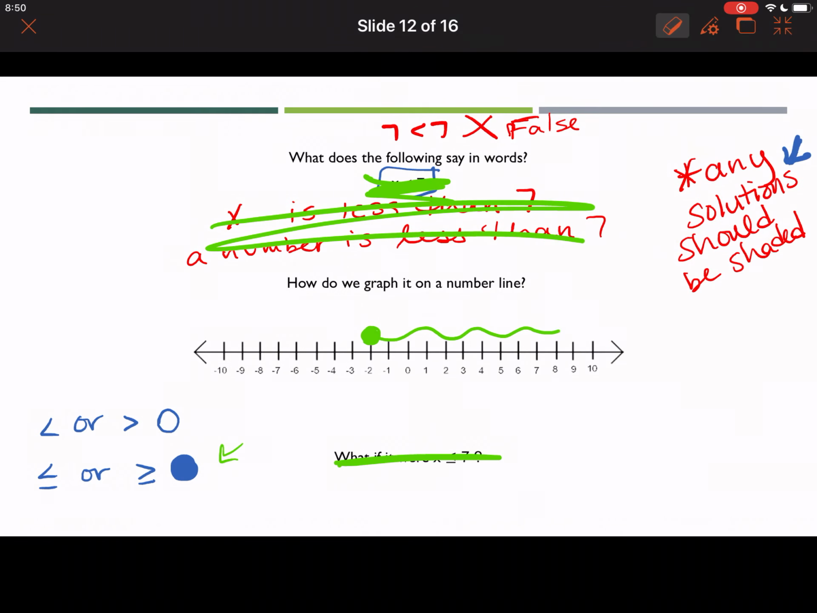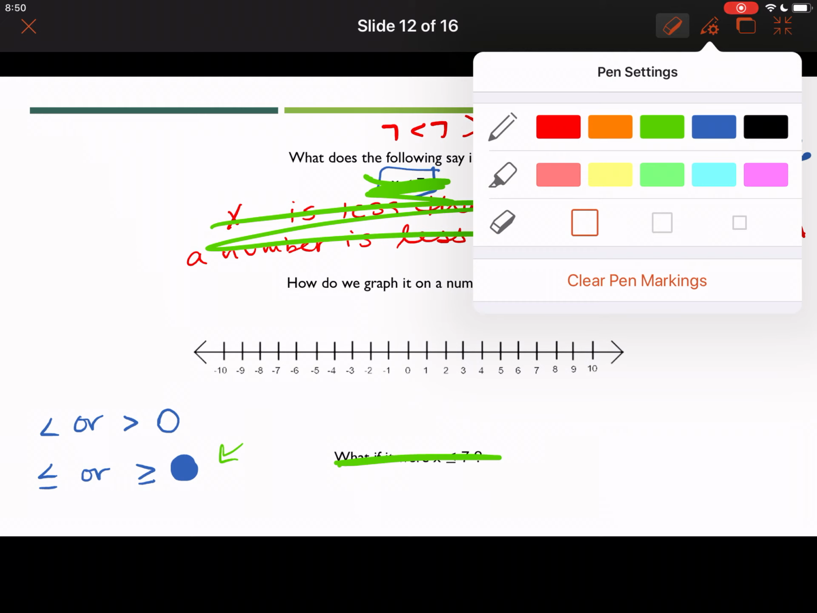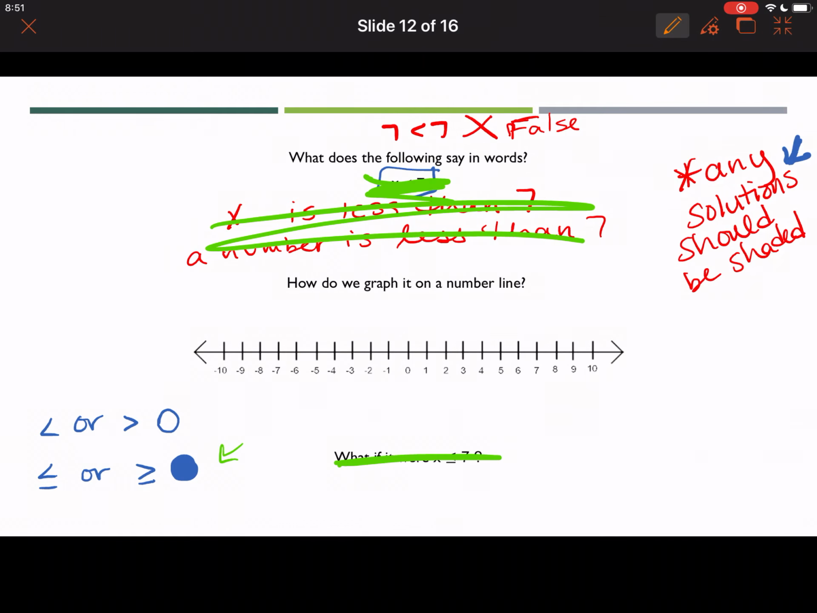What if you have something like this? 5 is less than x. So now I made it so that my variable is on the other side. It's on the right-hand side. So we're going to start at 5, and 5 would get an open circle because it's just a less than, not a less than or equal to.